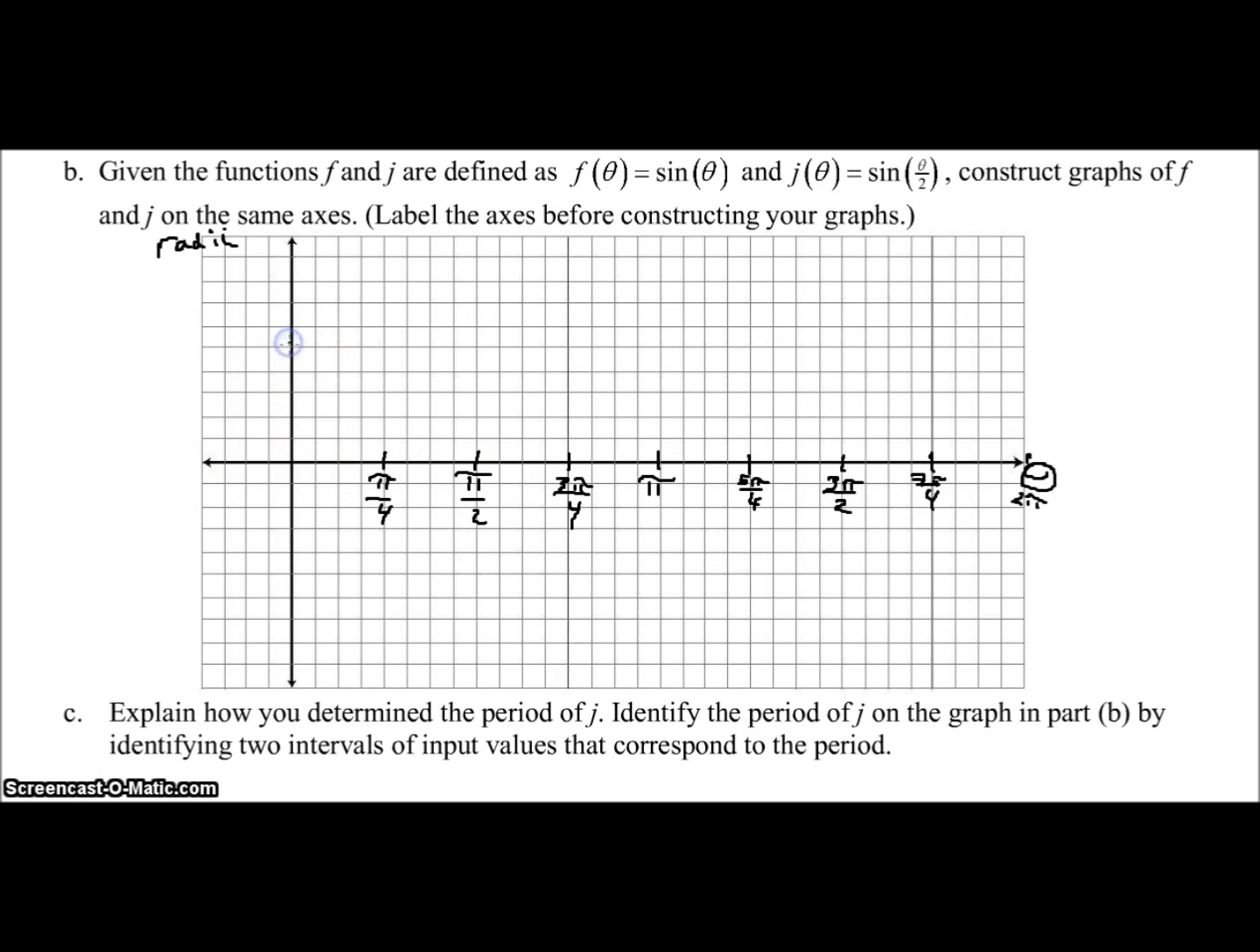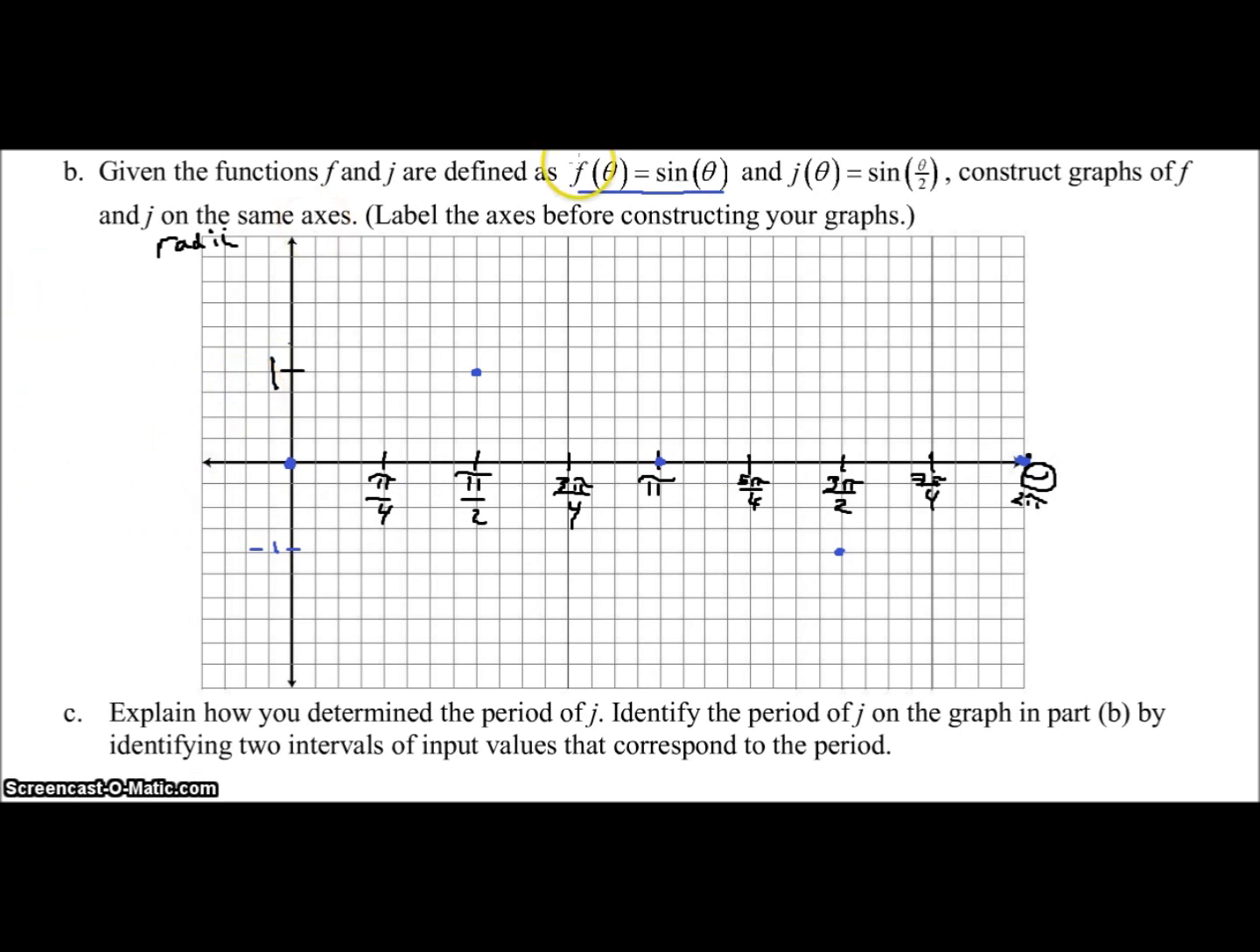And I'm just going to put, let's see, 1, 2, 3, 4. Yeah, I'll just make this 1. Okay, so sine of theta, I'll make this one, I don't know, blue. Sine of 0 is 0. Sine of pi over 2 is 1. Sine of pi is 0. Sine of 3 pi over 2 is negative 1. And sine of 2 pi is 0.